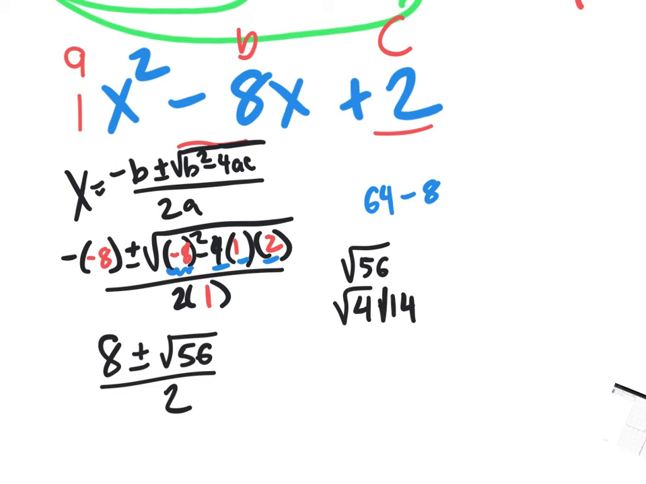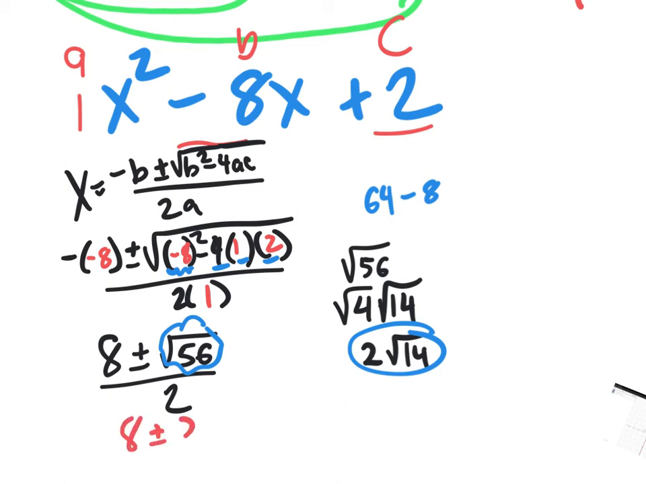That way, when you split it, you could actually do the square root of 4, which is 2, and the square root of 14 will stay. So you're going to replace this with this. So what we really have is 8 plus or minus 2 square root of 14 over 2.